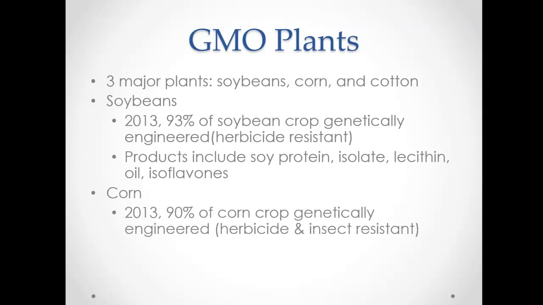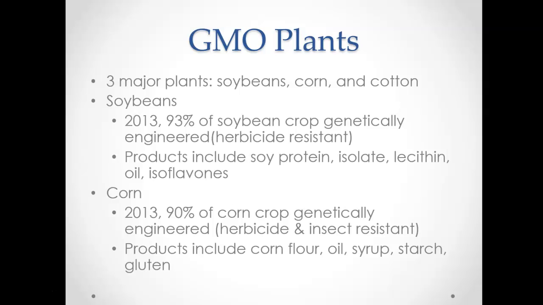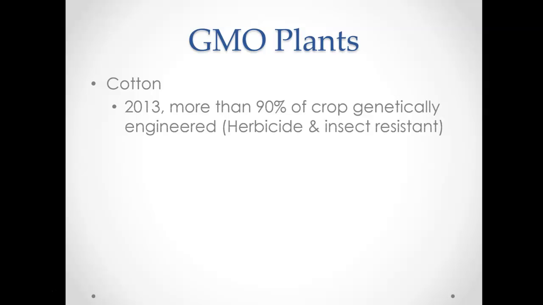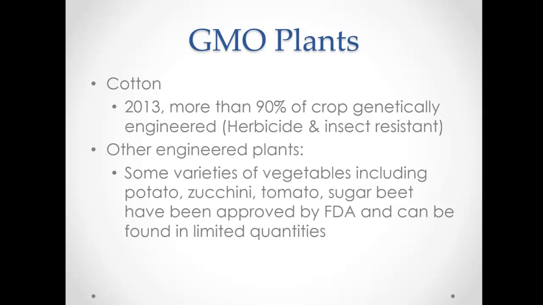Corn is the next one. Again, 90% of the corn crop is genetically engineered, mostly for herbicide and insect resistance. And again, you name it: corn flour, oil, corn syrup, starch, gluten, the list goes on and on and on. Corn and soy is in just about everything we eat. Cotton is the other one. Again, 90% of the crop that we're growing.